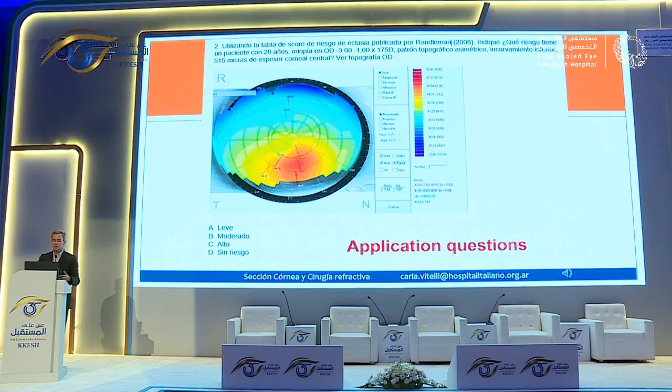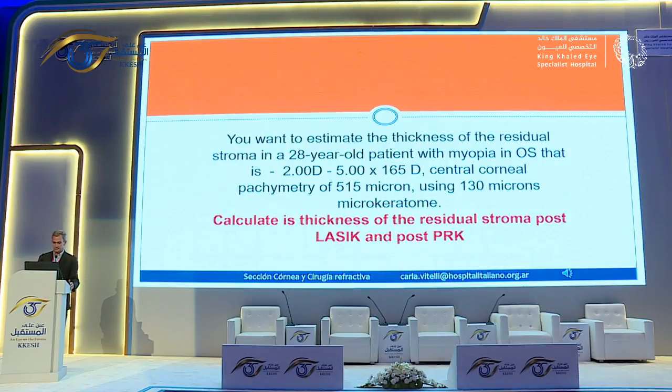But then you go into application questions. For example, ask them, this kind of topography, how high is the risk for this patient to get an ectasia? Or you give them some information and you ask them that based on this information, they answer some questions. In this case, what will be the thickness of the residual stroma in case you do a LASIK procedure or a PRK?